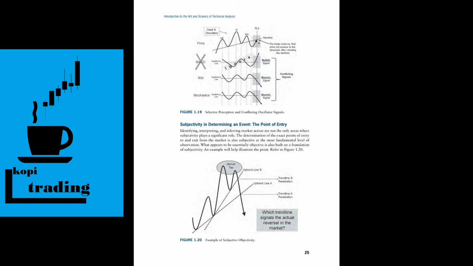Subjectivity in determining an event, the point of entry. Identifying, interpreting, and inferring market action are not the only areas where subjectivity plays a significant role. The determination of the exact points of entry to and exit from the market is also subjective at the most fundamental level of observation. What appears to be essentially objective is also built on a foundation of subjectivity. An example will help illustrate the point. Refer to Figure 1.20.